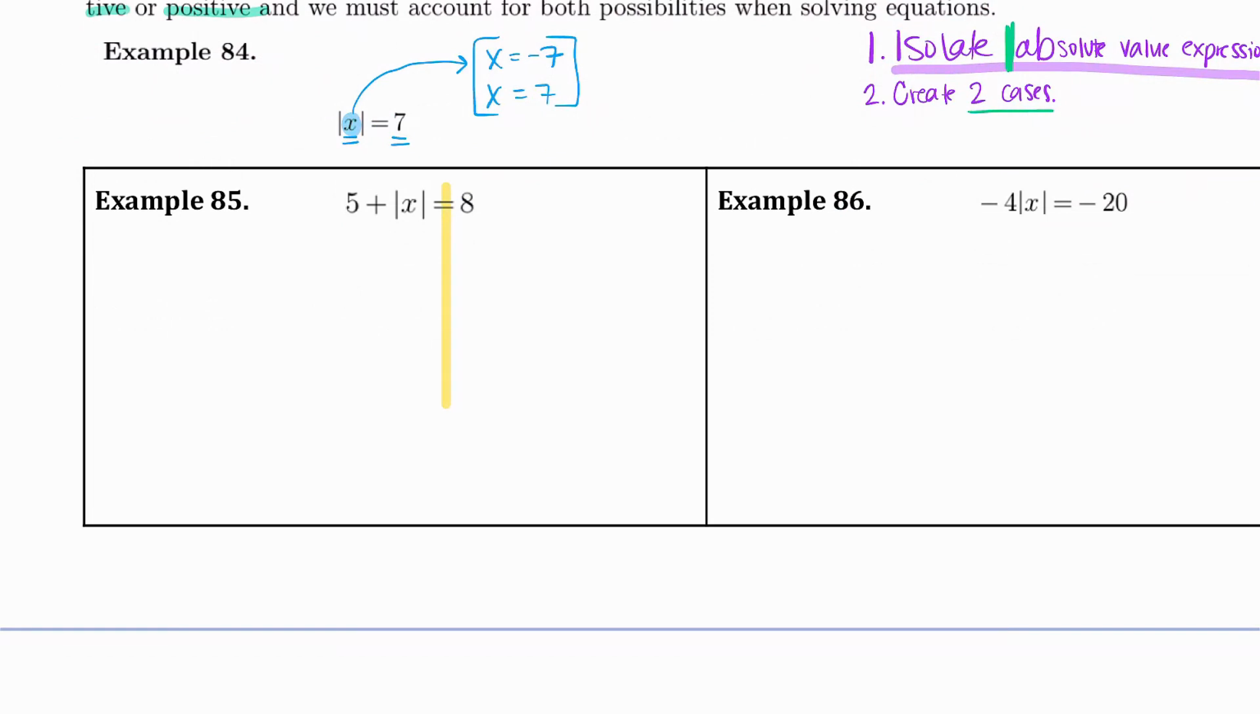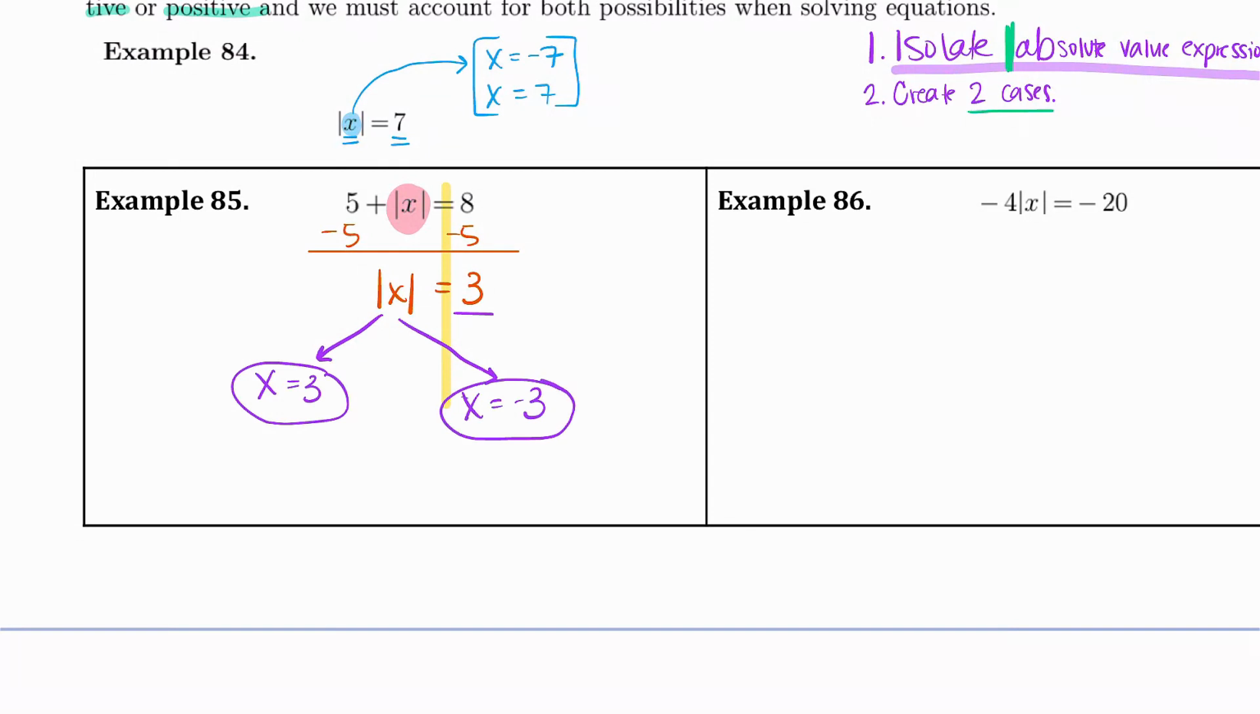Okay, here is our absolute value expression. This is what we want to isolate first. So we need to move this +5 to the other side. So we end up with the absolute value of x equals 3. All right, we're going to create our 2 cases. When it's only an x inside of here, we're just going to have x could equal +3 and x could equal -3. There's nothing left to solve. This just gives us our solution. So our 2 possible solutions are x equals +3 or x equals -3.